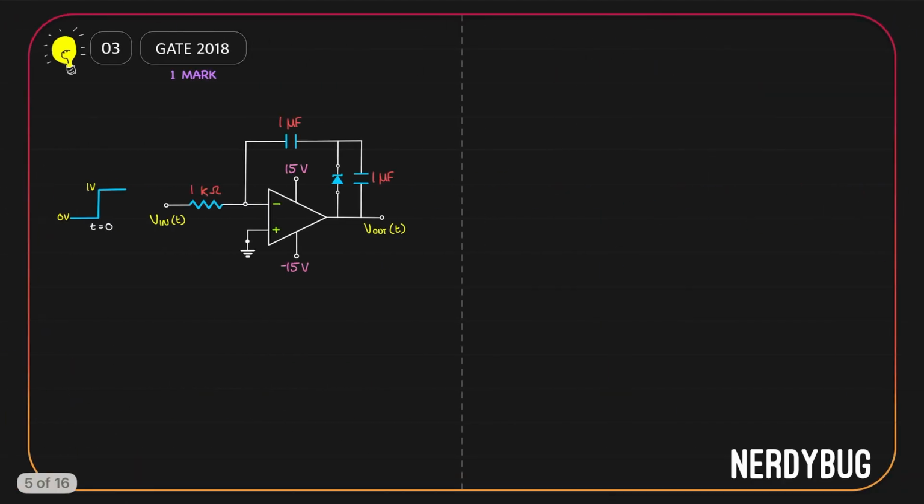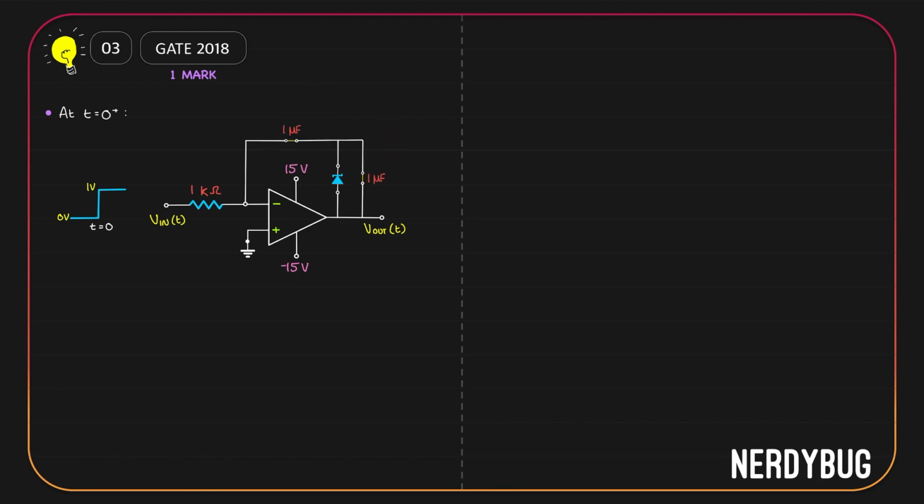Let us figure this out. Let us see how the circuit can be modeled at t equal to 0 plus. At t equal to 0 plus, the input just switches from 0 volt to 1 volt. We know capacitors cannot charge instantly. So at t equal to 0 plus, when the input just goes from 0 volt to 1 volt, both capacitors can be modeled as short circuits.